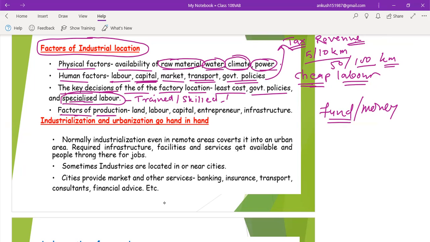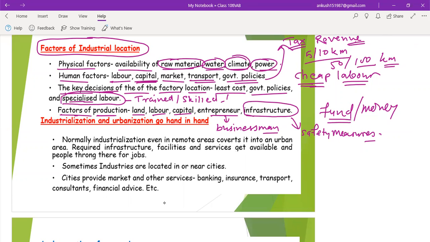The factors of production: land is a must, labor, capital, entrepreneur. What is an entrepreneur? A person who sets up a business. Businessman, entrepreneur, who is the pioneer of that particular industry. Infrastructure is very important. In infrastructure, many things are included. So first of all, safety measures in any industry which is producing other kinds of products.